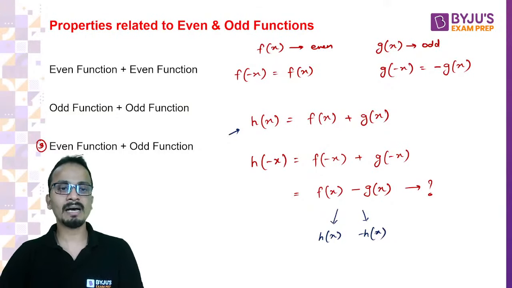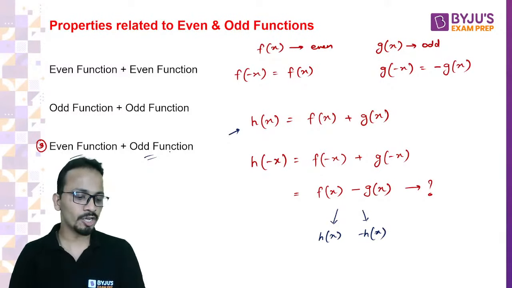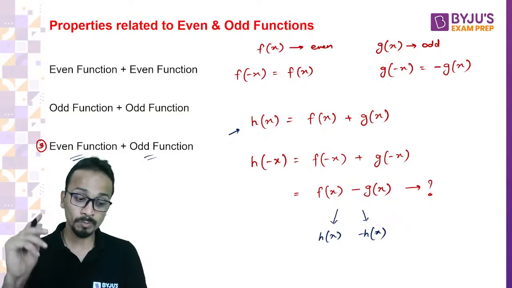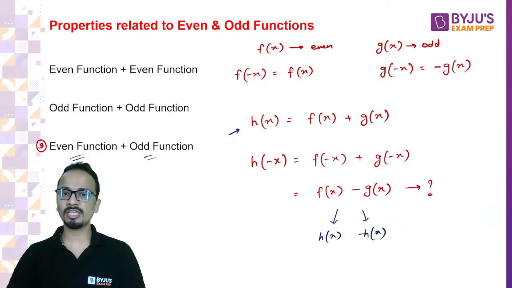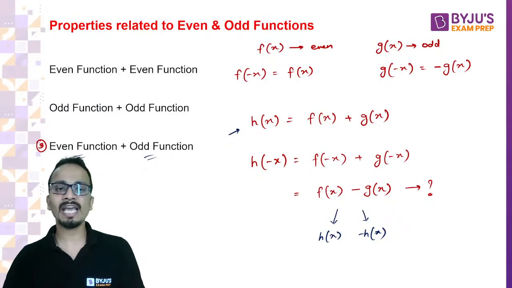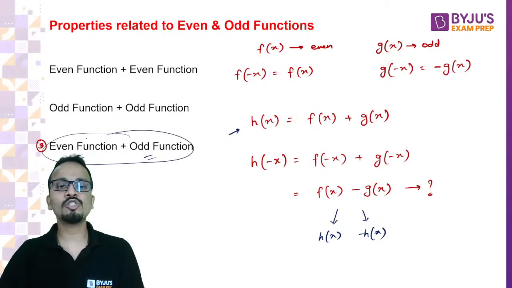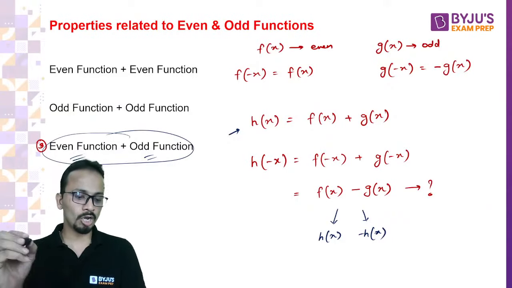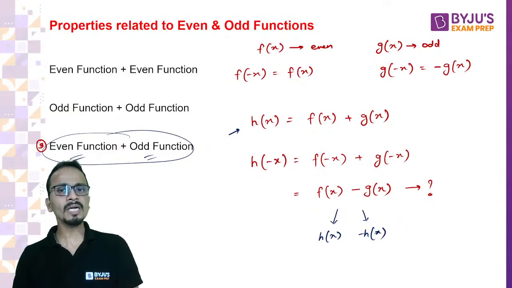Okay, so the sum of an even function and an odd function will neither be even nor be odd. No, Sejal, it will not depend on the function. You take any even function, any odd function, add these two functions, the resulting function will be neither even nor odd. All right, Sejal. Okay, fine.